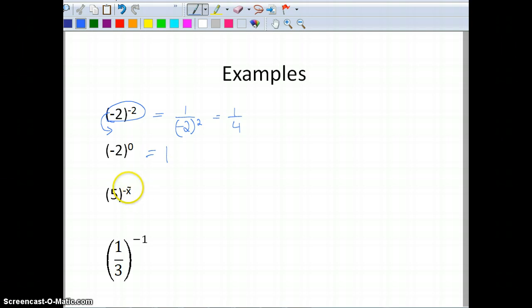5 to the negative x. A variable as an exponent's going to work just the same. I have 1 over 5 to the x.